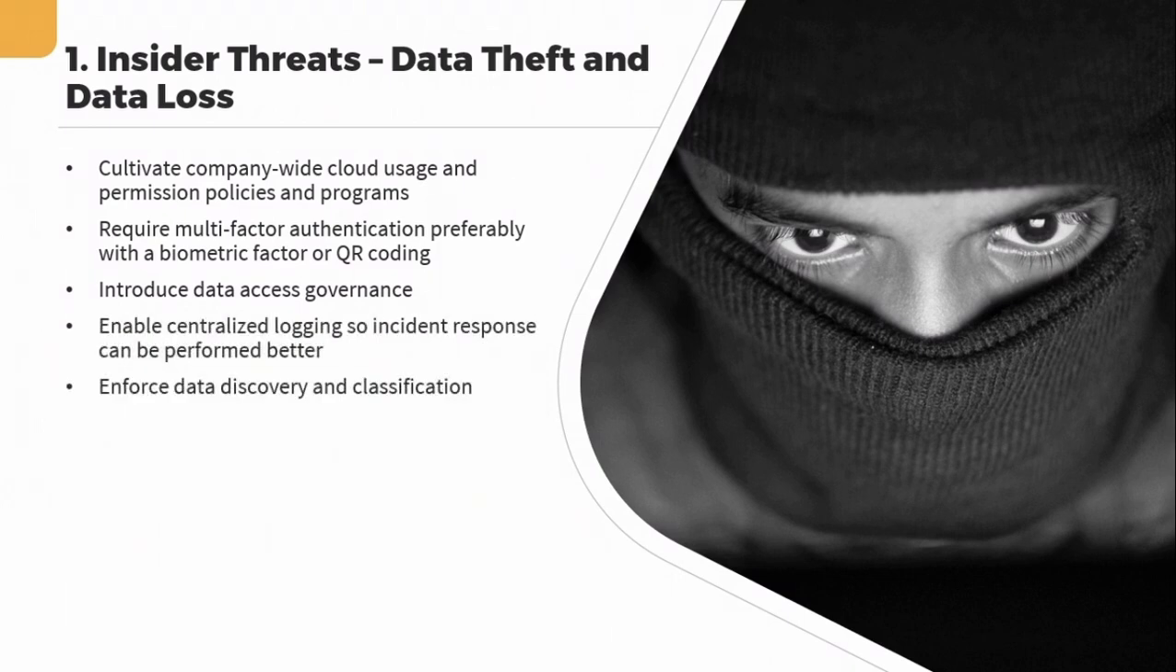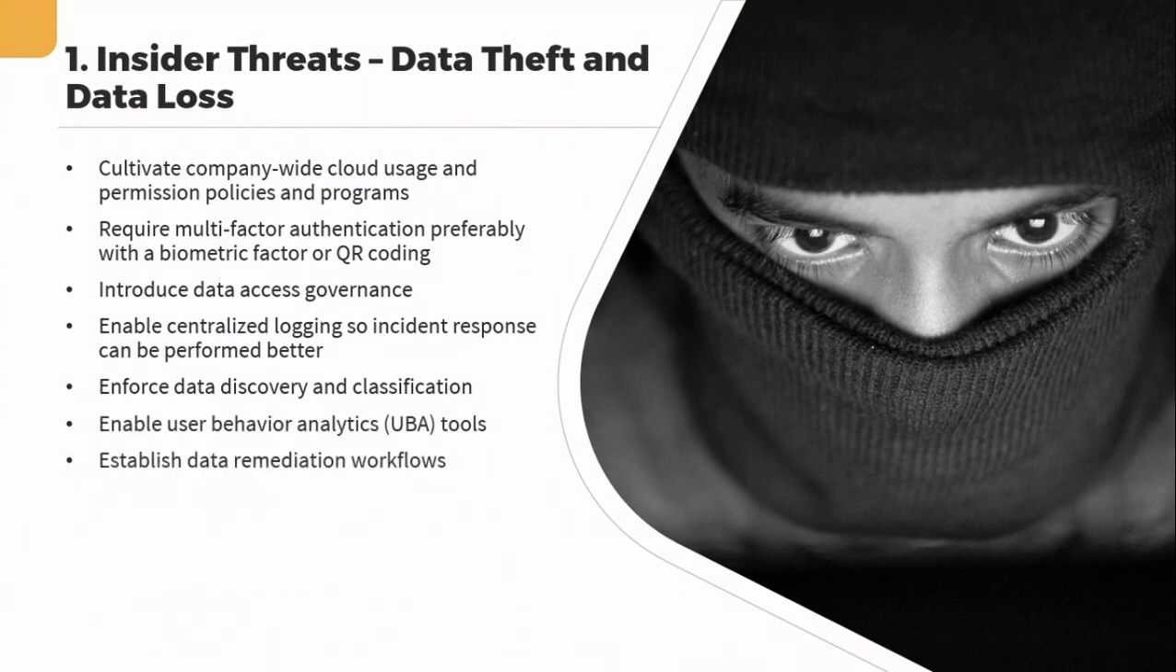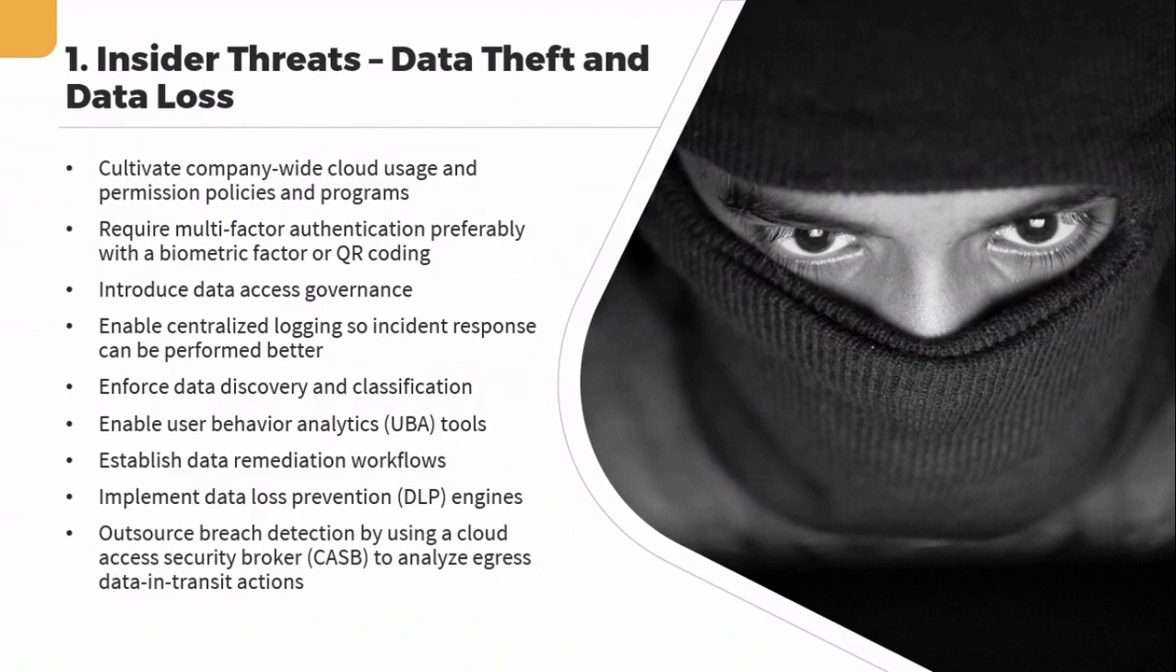performed. It's one thing to implement data discovery and classification, but you must enforce that policy and perform your due diligence to make sure it's always up to date with an automated inventory database. Enable those UBA tools. Establish data remediation workflows. Implement DLP, data loss prevention engines. And consider outsourcing breach detection by using a cloud access security broker, CASB, to analyze egress data in transit actions. Consider companies like Cisco, Fortinet, Palo Alto Networks, and others.